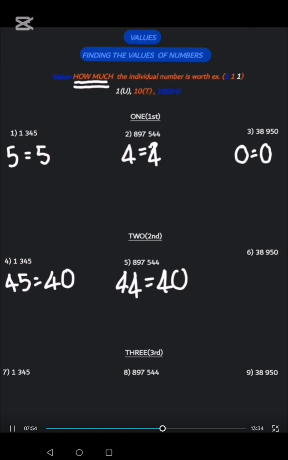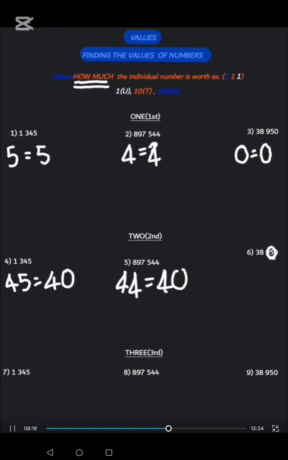Now we move on to our third number, which is 38,950. Now they tell us to look for the second last digit, so we know that it is in the tens position.